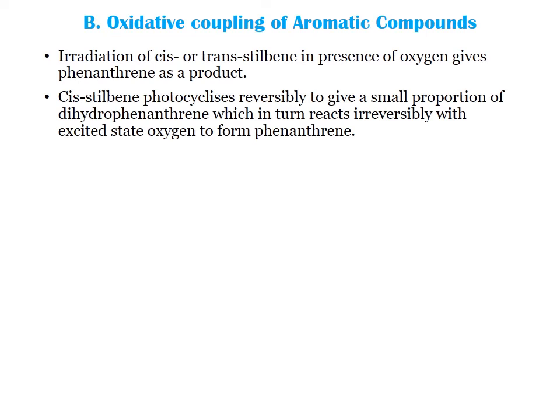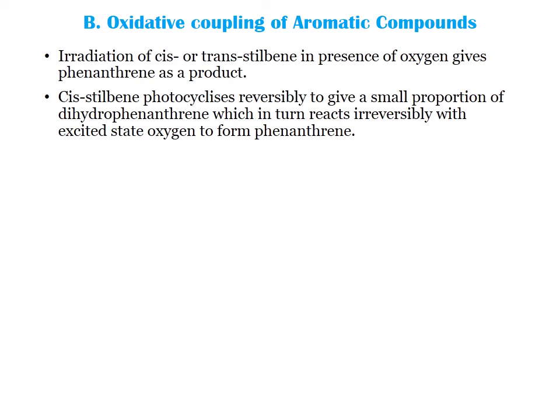Now the second major type of photooxidation reaction is oxidative coupling of aromatic compounds. Here we are going to take cis or trans stilbene, and if you irradiate cis or trans stilbene in the presence of oxygen, it will give phenanthrene as a product. Cis stilbene photocyclizes reversibly to give a small proportion of dihydrophenanthrene. This dihydrophenanthrene in turn reacts irreversibly with excited state oxygen to form phenanthrene as a product.